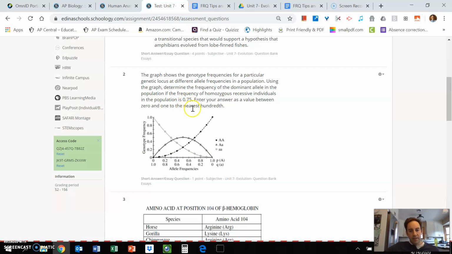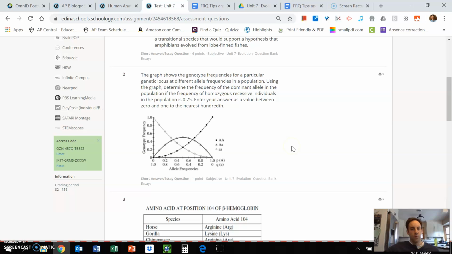So 0.75 is the frequency of the little a, and so I go on my graph and I scroll down to about 0.75, and it's right about there, and then I come on down, and then these top numbers represent the frequency of big A. So if I'm here, I come down and I'm at like 0.12, 0.13, somewhere in there. And it's kind of hard to do digitally, I recognize.